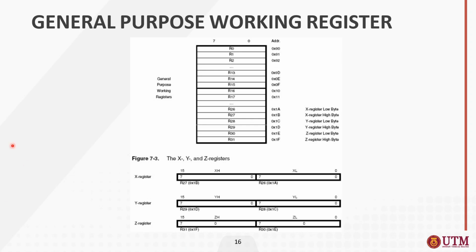Next is R28 and R29, which can also be used as a 16-bit pointer. It is often used for indexed addressing. The last one is the Z register, R30 and R31, which can also be used as a 16-bit pointer for indirect addressing. Because all of these registers are located inside the CPU, the access time is much faster compared to data stored inside the SRAM or flash memory. Most instructions operate in a single clock cycle, making them very efficient if you want very fast, real-time operation.